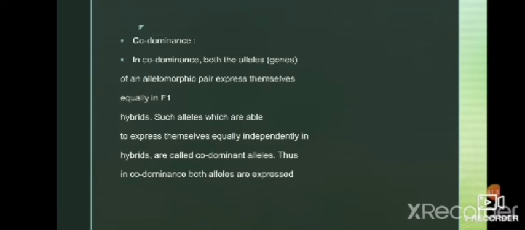Codominance. In codominance, both the alleles or genes of an allelomorphic pair express themselves equally in the F1 generation hybrids. Such alleles which are able to express themselves equally and independently in hybrids are called codominant alleles. Thus, in codominance, both alleles are expressed.